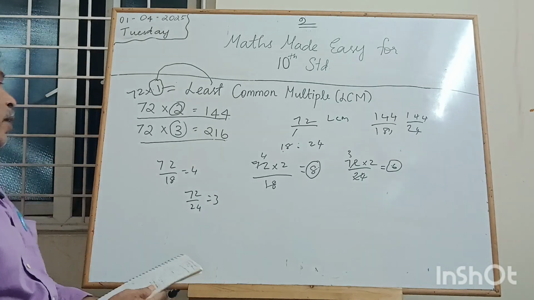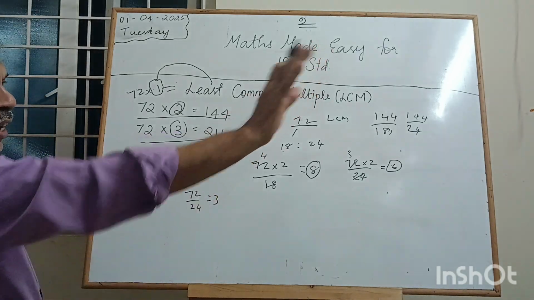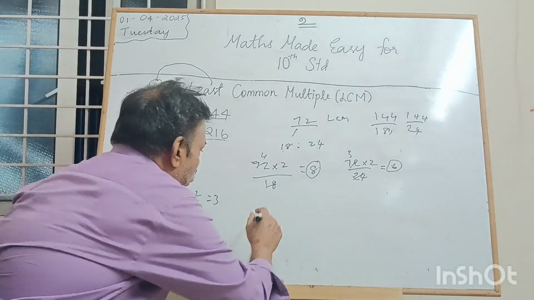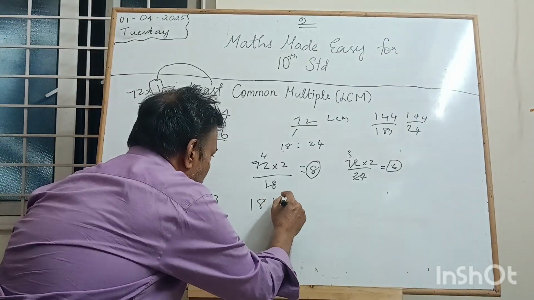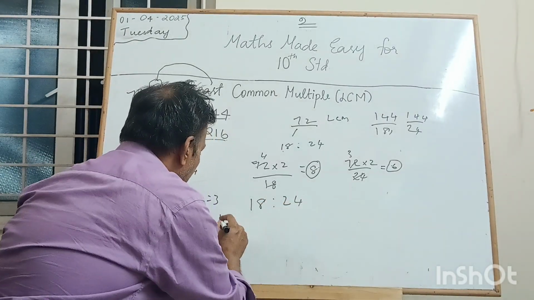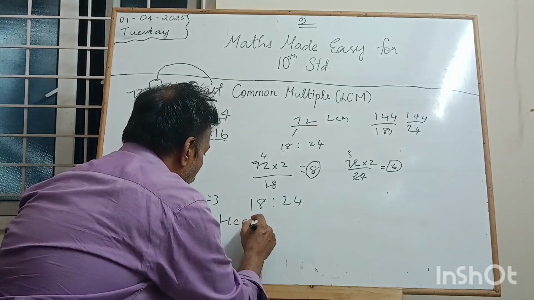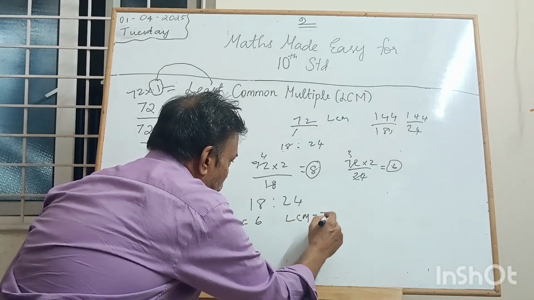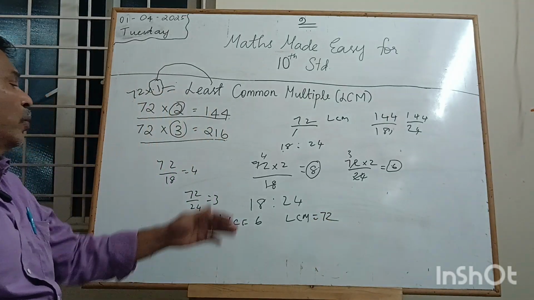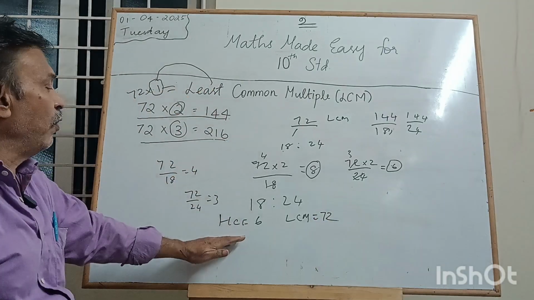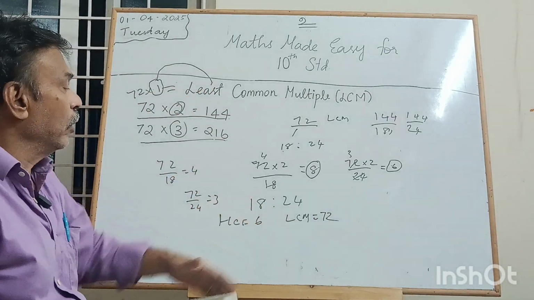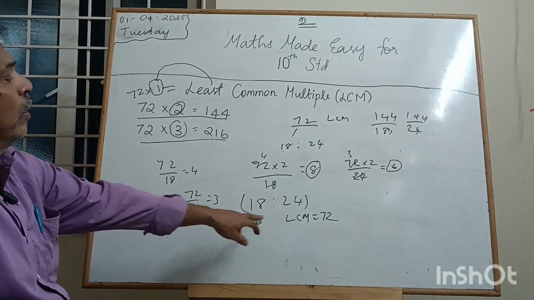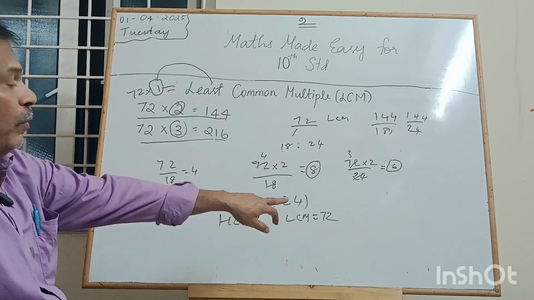Are you clear? Now we have arrived at the HCF and LCM of 18 and 24. The HCF is 6 and the LCM is 72. This is how you should get the HCF and LCM of these two numbers. This is the way you should arrive at it.